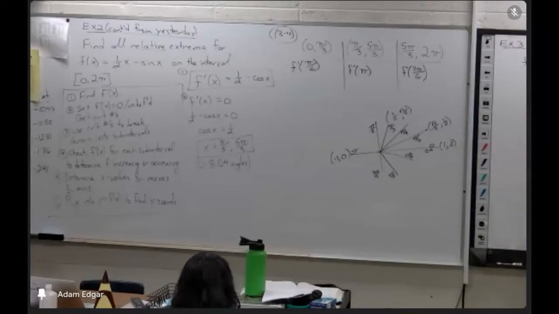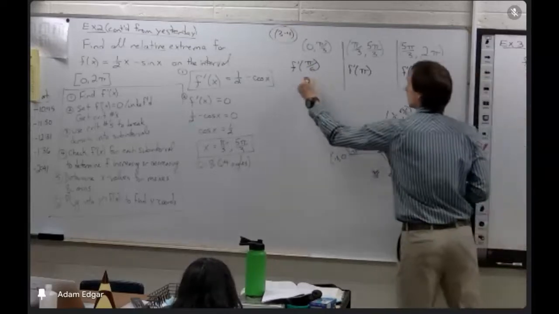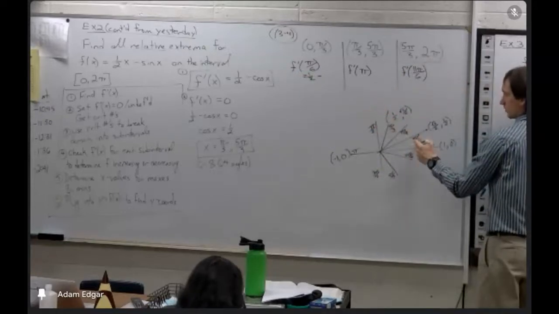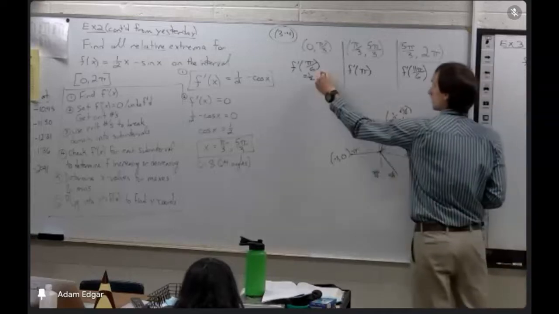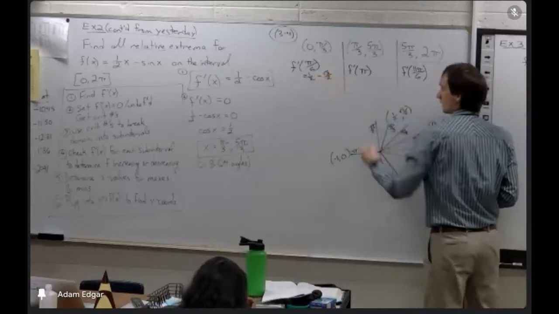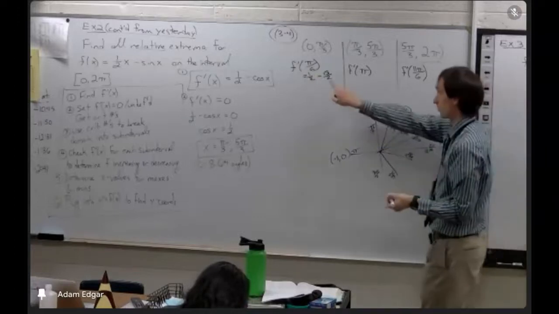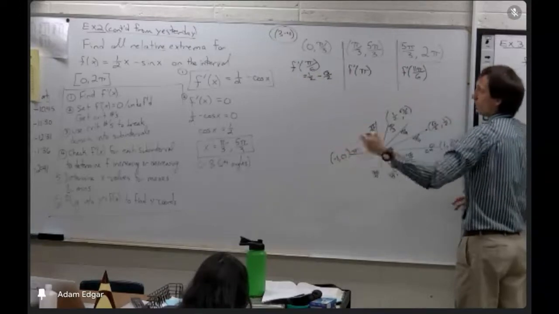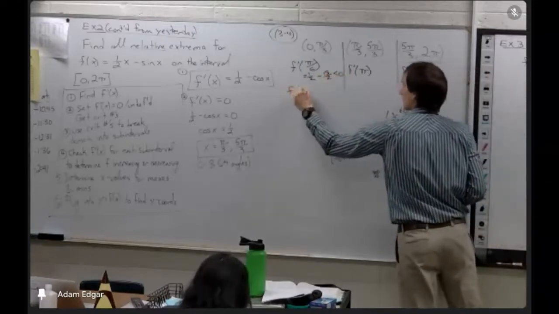So when we do pi over 6, that's going to be 1/2 minus, what's cosine of pi over 6? Root 3 over 2. And is that going to be positive or negative? Negative, because root 3 is bigger than 1. So when you subtract root 3 from 1, you get a negative. So that's negative, and so that means f is decreasing.